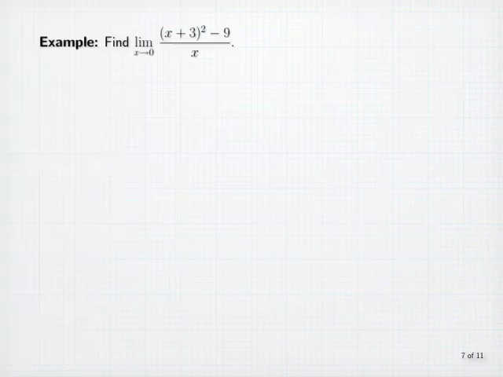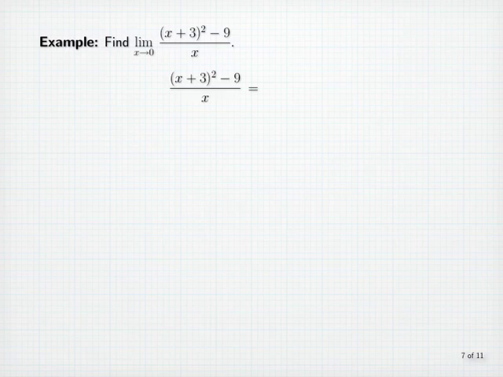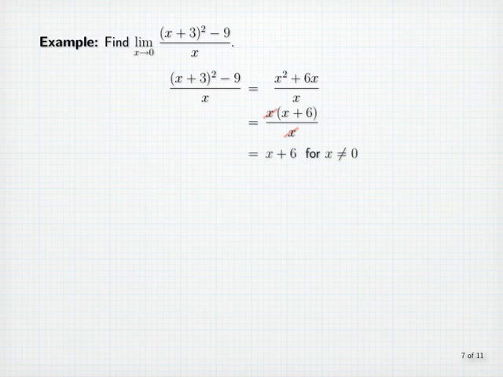Another example. Let's find the limit as x approaches 0 of x plus 3 squared minus 9 divided by x. Again, we begin by simplifying. We expand the product in the numerator to obtain x squared plus 6x plus 9 minus 9 divided by x. Notice now that x is a factor of the numerator, so we can cancel the x and conclude that the original function agrees with x plus 6 for all x other than 0. Therefore, these functions have the same limit as x approaches 0. So now we can easily see that this limit is equal to 0 plus 6 equals 6.